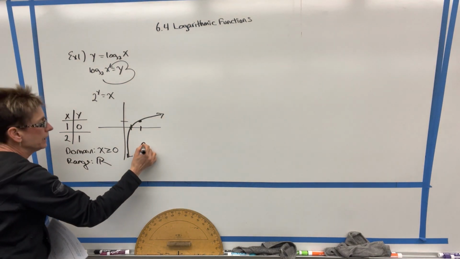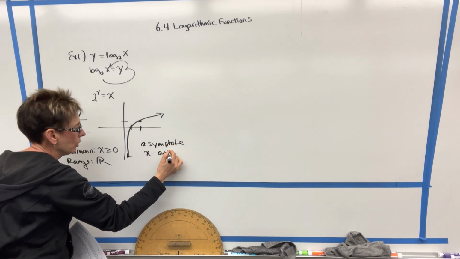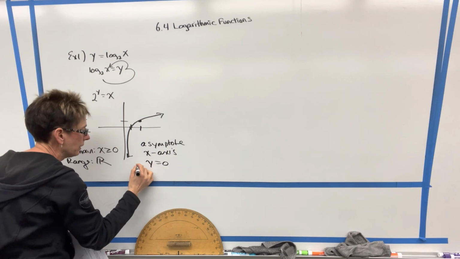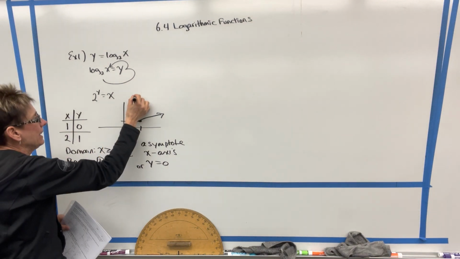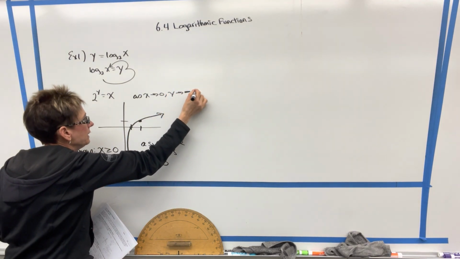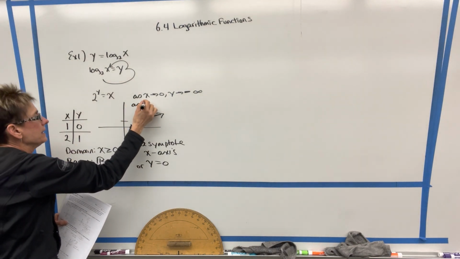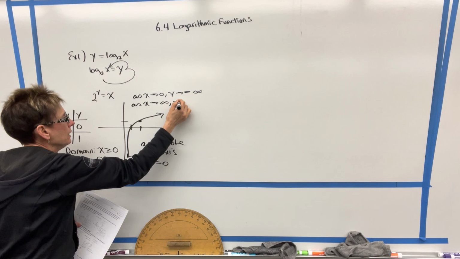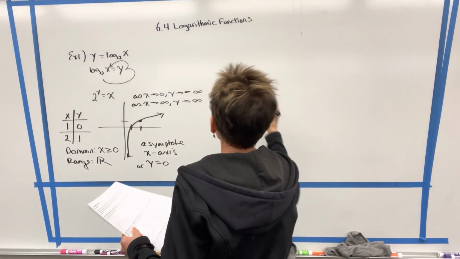The asymptote here is the x-axis, or we can think of that as the line y equals 0, whichever you prefer. And in terms of the end behavior, notice that as x approaches 0, y approaches negative infinity. Notice that x will never actually equal 0. And as x approaches positive infinity, y approaches positive infinity. So that would be an example of looking further at that logarithmic function.